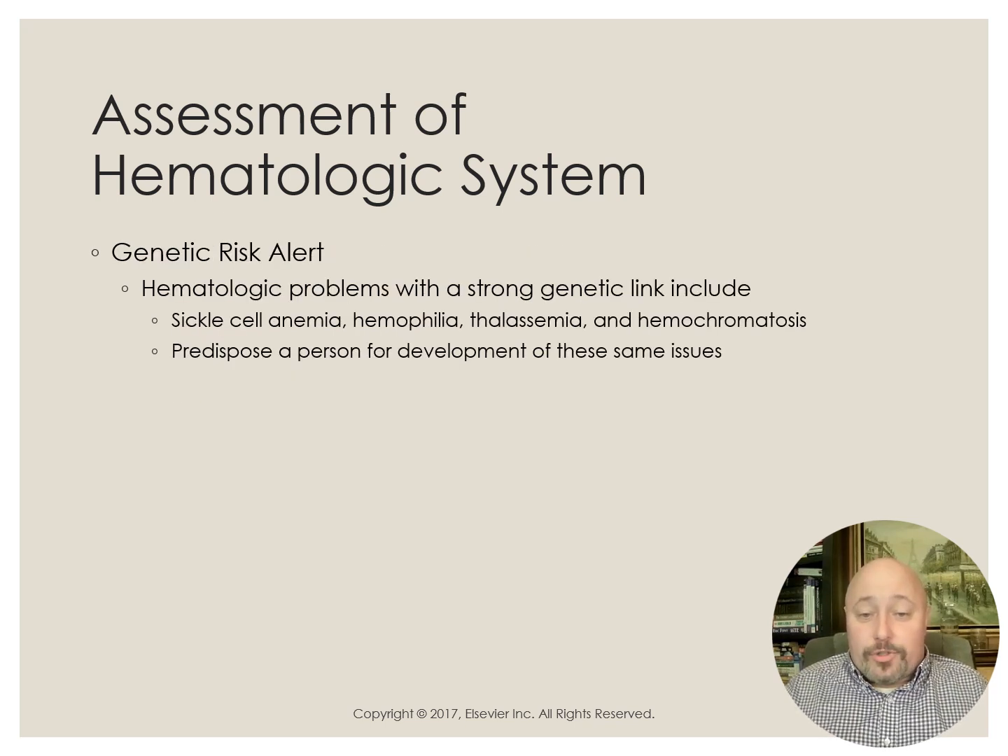Hematologic problems with a strong genetic link include sickle cell anemia, hemophilia, thalassemia, and hemochromatosis. They also predispose a person to the development of the same issues. Other hematologic problems could include leukemia, pernicious anemia, and clotting disorders that also may have a genetic predisposition.